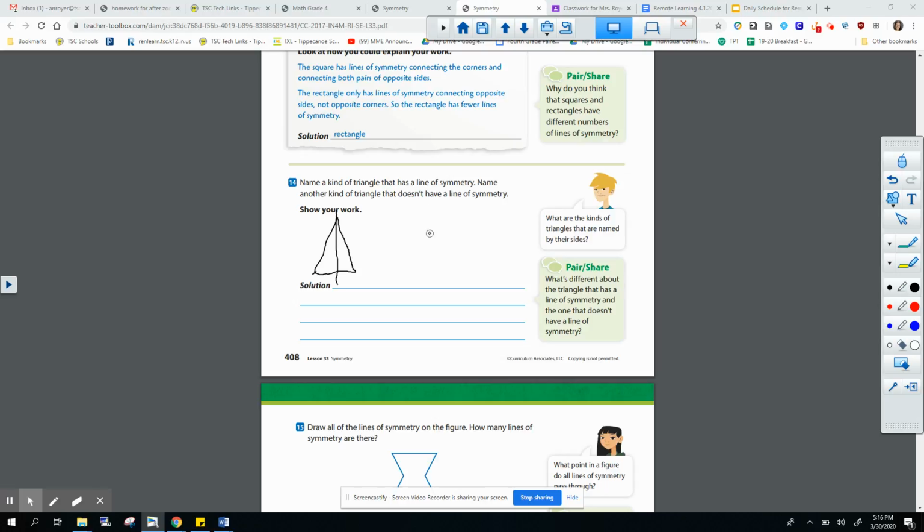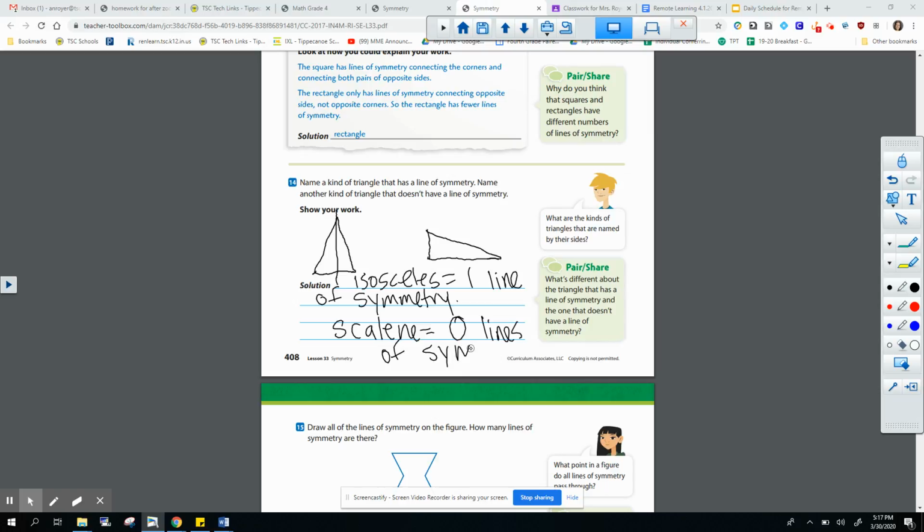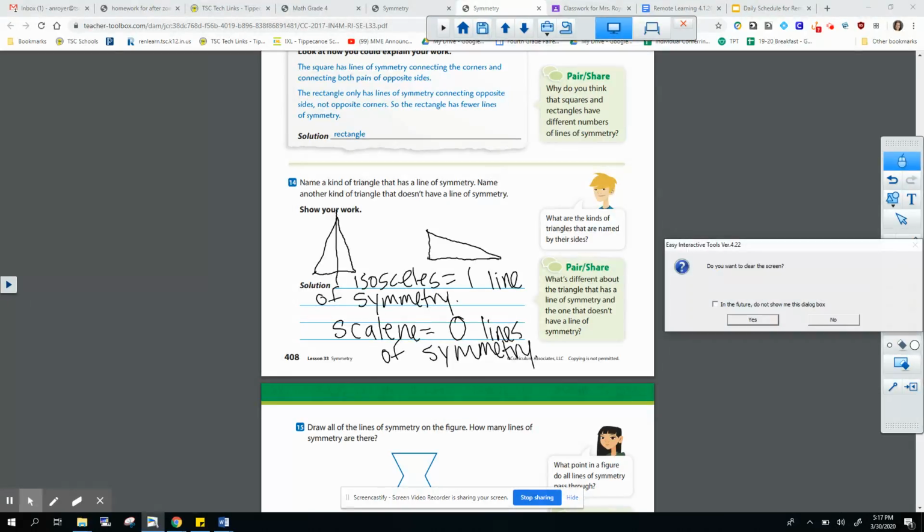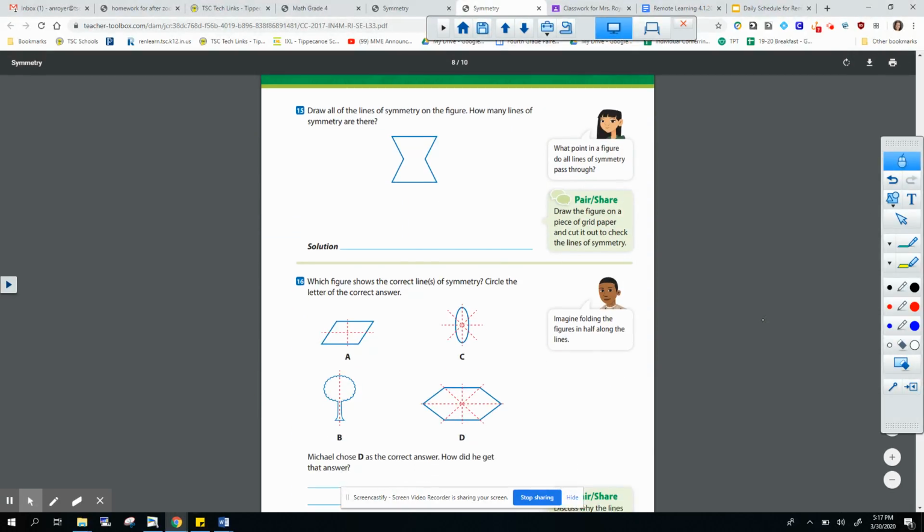And then I'm going to draw a scalene triangle. A scalene triangle has no equal sides, and that does not have any lines of symmetry. And so I would write isosceles equals one line of symmetry. Scalene equals 0 lines of symmetry. Okay, I'm going to move the paper down so I can see the back side now.